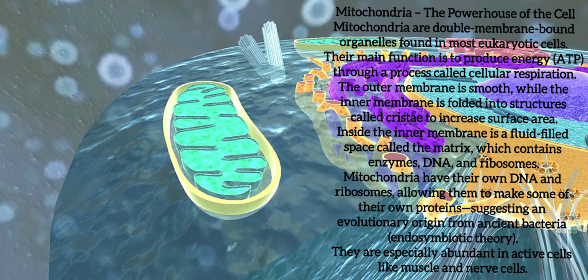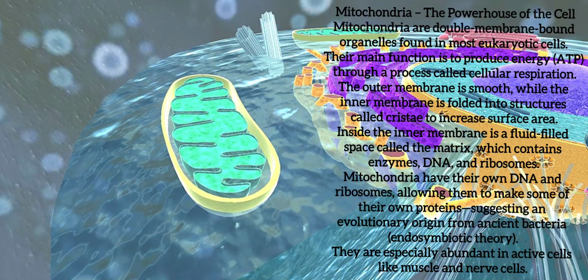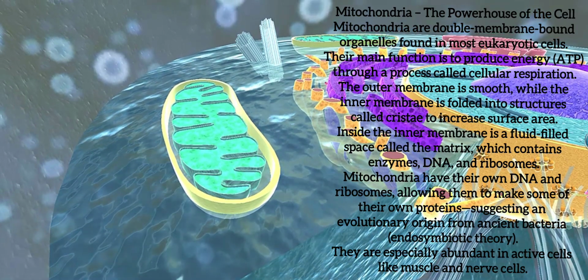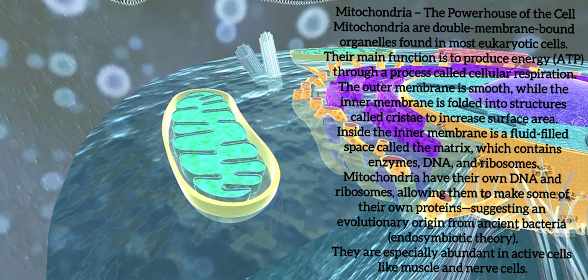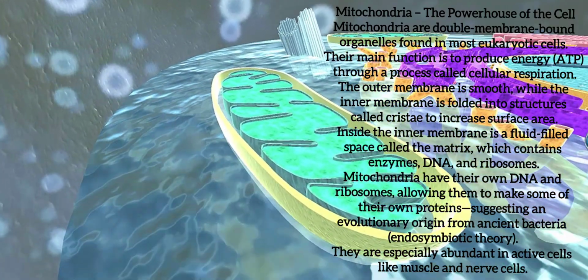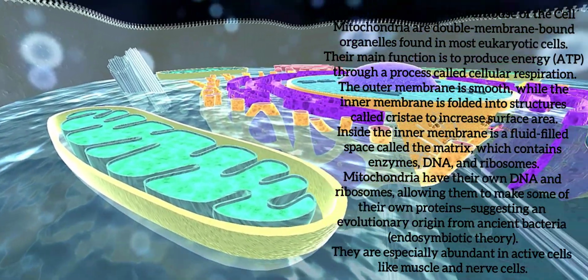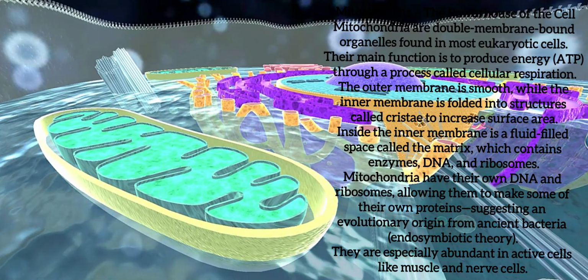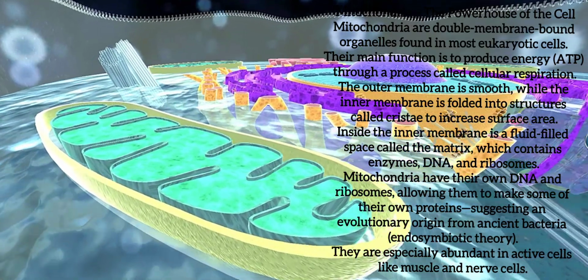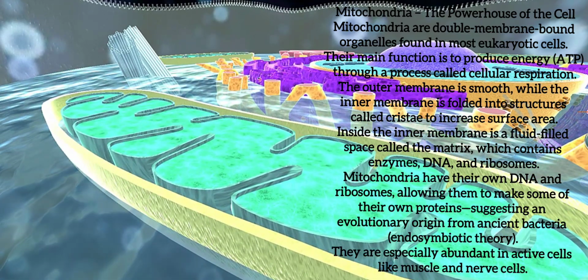Mitochondria, the powerhouse of the cell. Mitochondria are double membrane-bound organelles found in most eukaryotic cells. Their main function is to produce energy, ATP, through a process called cellular respiration. The outer membrane is smooth, while the inner membrane is folded into structures called cristae to increase surface area. Inside the inner membrane is a fluid-filled space called the matrix, which contains enzymes, DNA, and ribosomes.